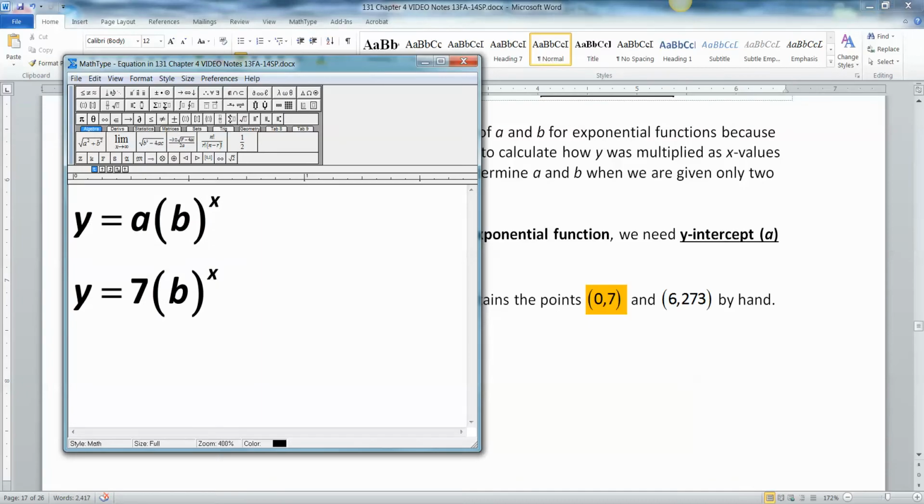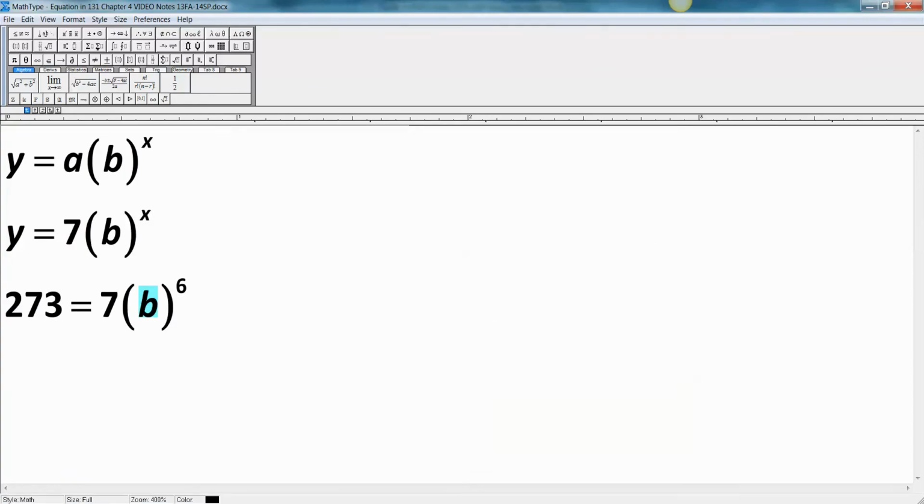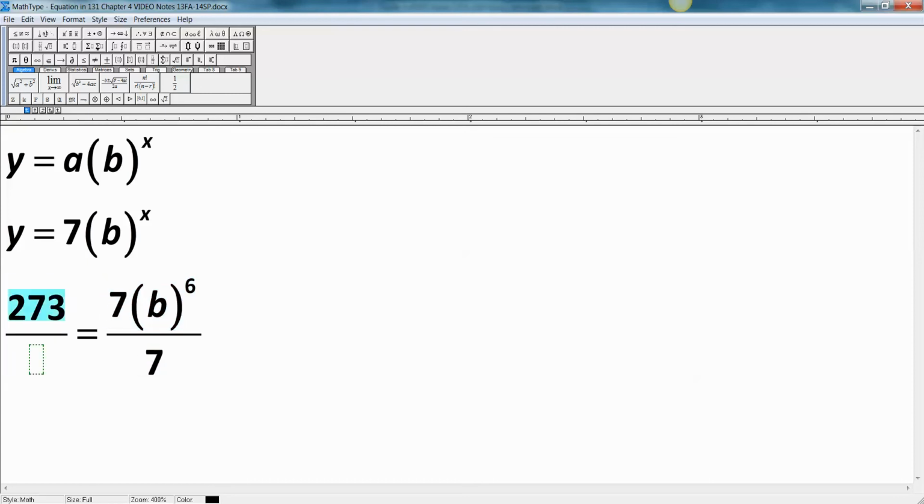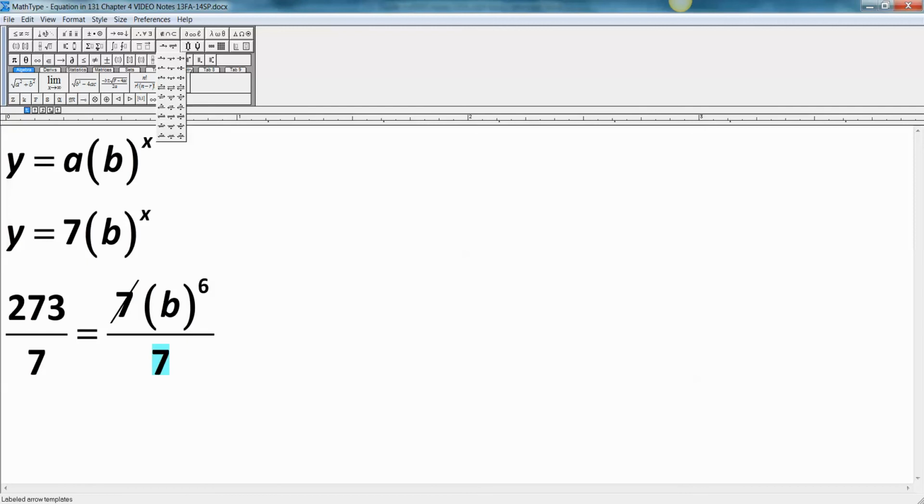Now we just have to put in the point that we know. So 273 is equal to 7 times b to the 6th power. And this is just like the ones I was doing above. We want to divide by 7 because we want to solve this for b. And of course, you've got to do it to both sides. Be fair and balanced. Divide by 7. Divide by 7. All right, the 7s are going to cancel here. Well, not cancel. Cancel is a really poor choice of words. They're dividing. 7 divided by 7 is 1. So for all intents and purposes, it looks like it disappears.